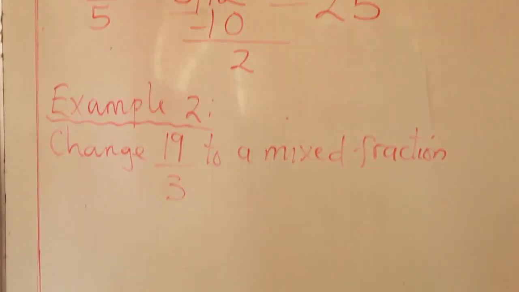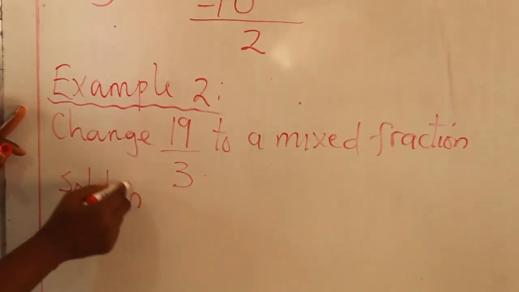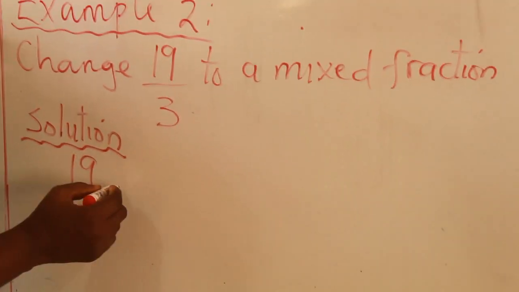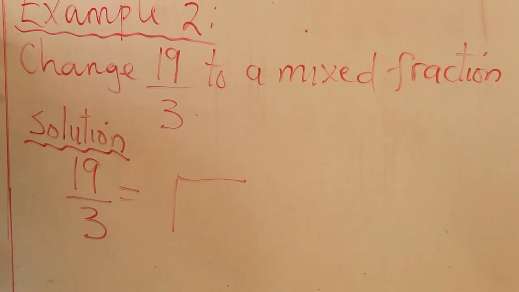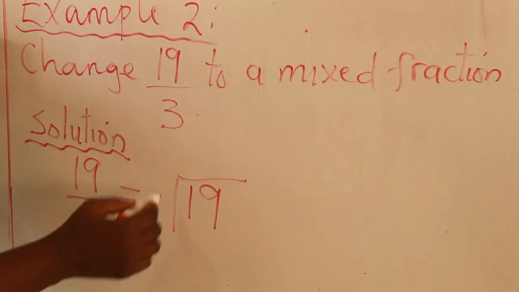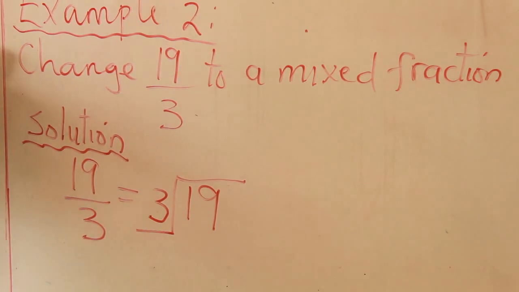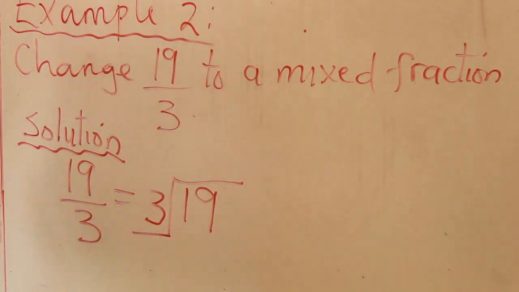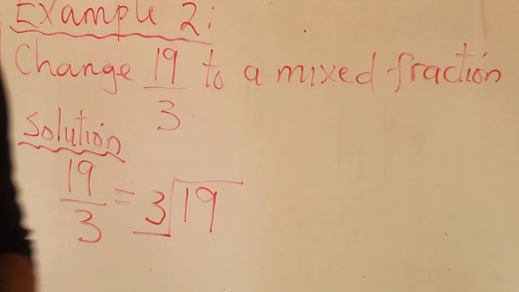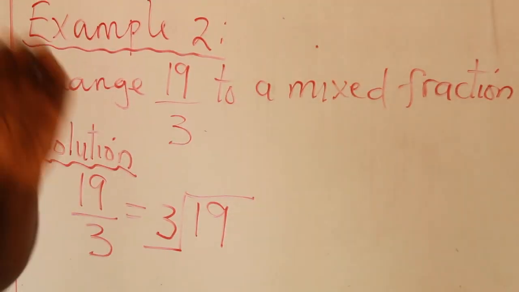You are going to apply the same method in solving it. So you have here 19 all over 3. Bring it into your long division sign. Your 19, the numerator, will go in, while your denominator 3 will be outside. You now ask, how many times will you get 3 in 19? In other words, you say 19 divided by 3.